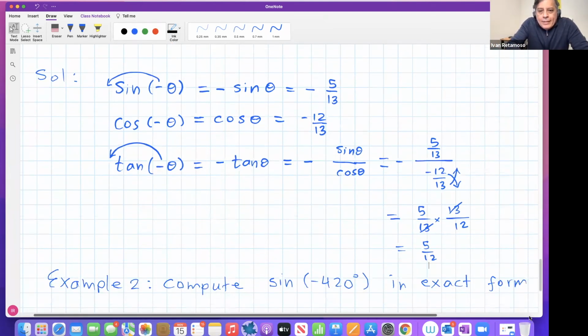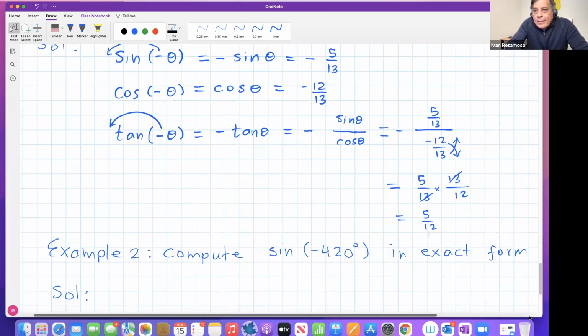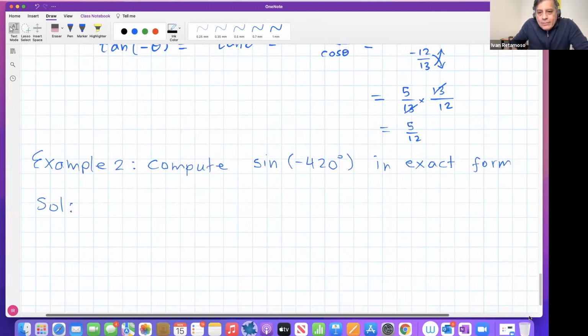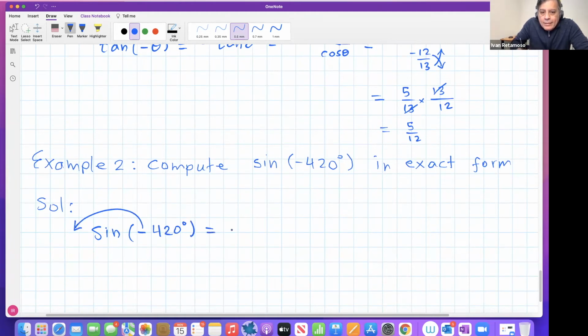Yeah, great. Now let's do this other example. Example 2, compute sine of negative 420 degrees in exact form. Okay, so we start with sine of minus 420 degrees. Working with negative angles, not so easy. So let's use our property that says the sine of negative 420 degrees is just minus sine of 420 degrees, right? Let's take the minus outside.